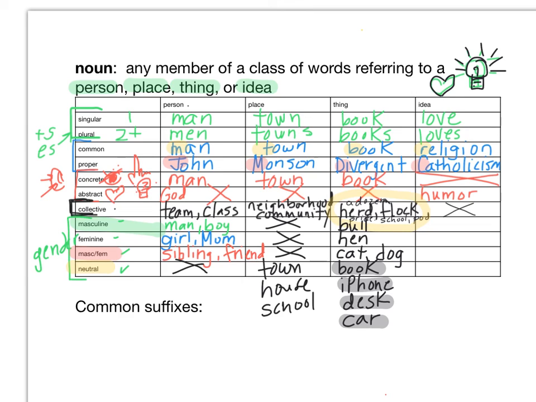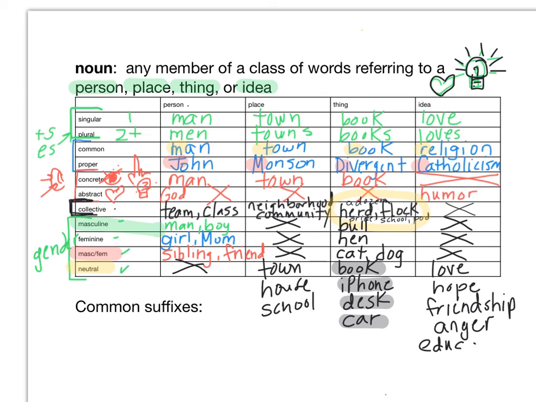So there are no typically masculine idea nouns. There are no feminine idea nouns. There are no masculine or feminine idea nouns. However, all idea nouns are neutral. Love is genderless. Hope, friendship. We talk about emotions, anger, those types, even the concept nouns that are not emotions. Education is a noun. It's an idea. It's a concept. It does not have a gender.